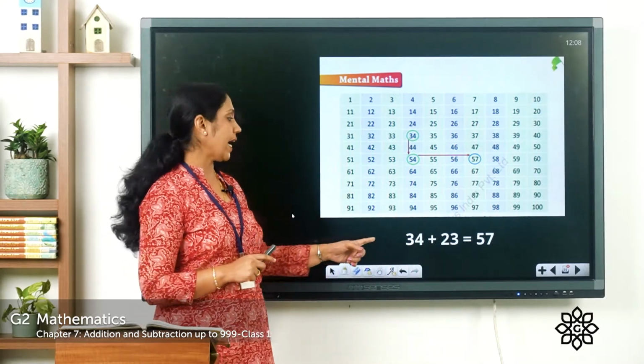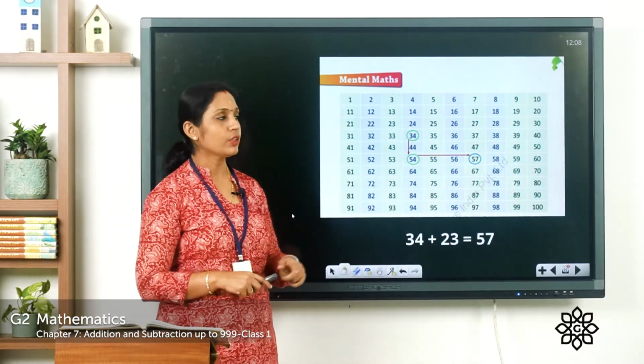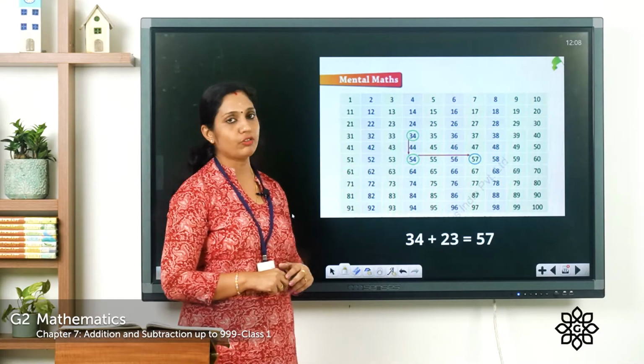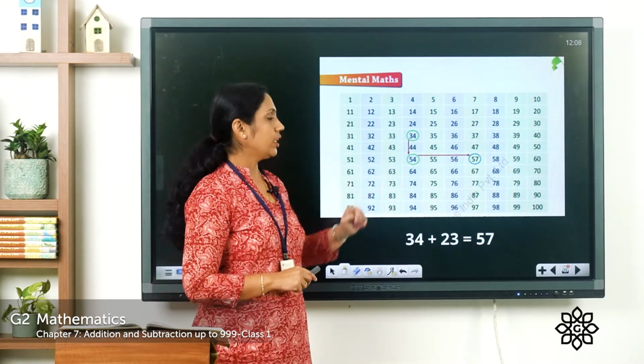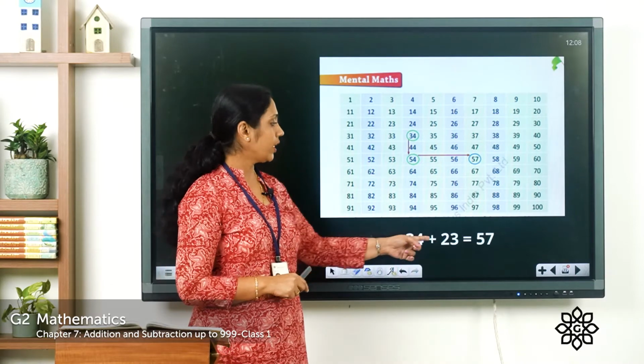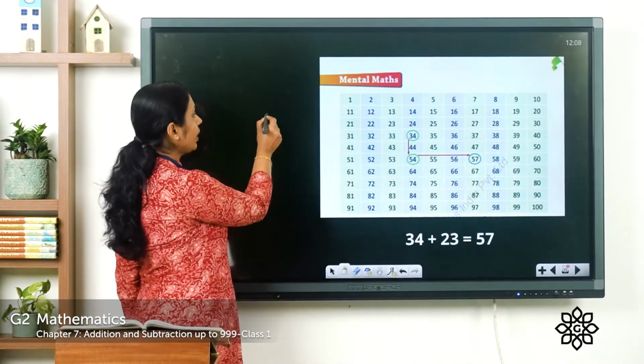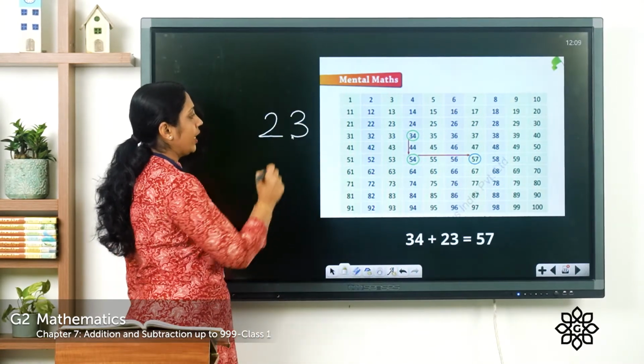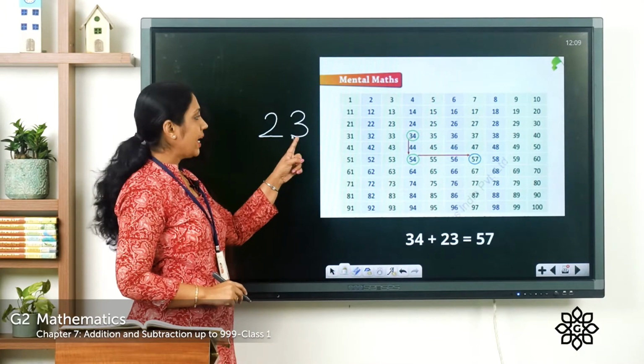So look at the first addend, that is 34. So we have to find out the number 34 here. After finding out 34, next we have to add. Now look at the number 23. In the number 23, we have 2 tens and 3 ones.